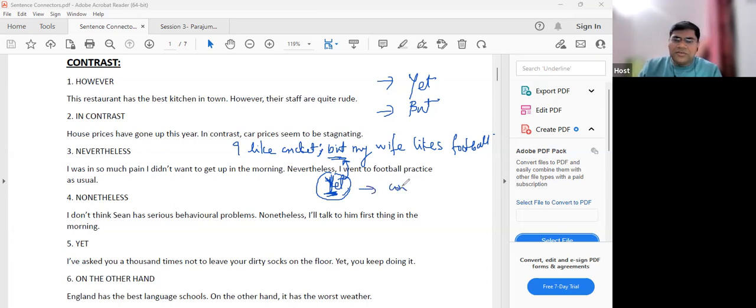Yet is used when it is contrary to expectation. समझ में आया सबको? But not necessarily contrary to expectation, but yet is always used contrary to expectation. Understand this. I studied very hard for CAT, XAT, IPMAT, yet I did not score good marks. Now can I say yet makes sense?